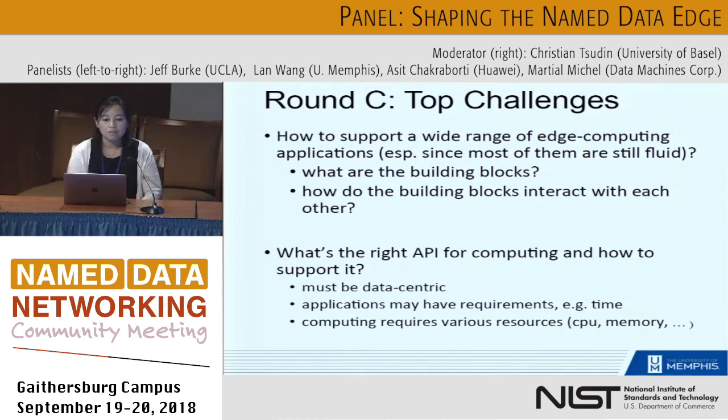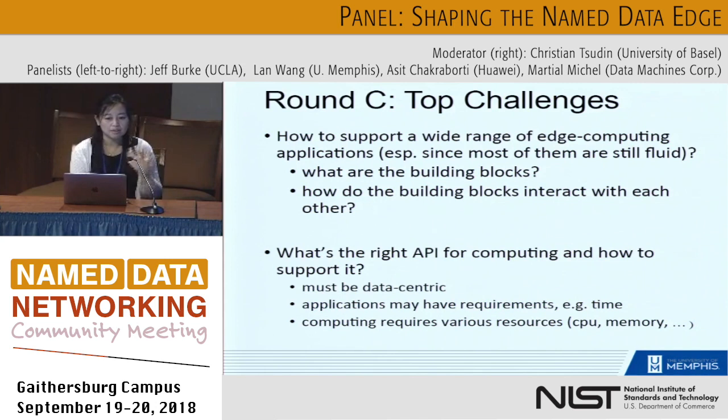And then the second challenge I feel is, the computation aspect is a higher abstraction than the interest and data below it. And it's probably even higher than the synchronization level abstraction we have built on top of the interest and data. So we need to think about what is the right abstraction for computing in NDN, and what's the right API to provide to developers. First, it has to be data-centric. I don't want something that's going back to old host-based communication, right? You don't want to name certain hosts to perform the computation. You want the computation to be named, not location-specific or host-specific.